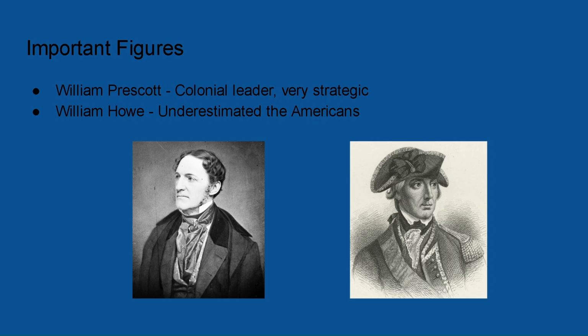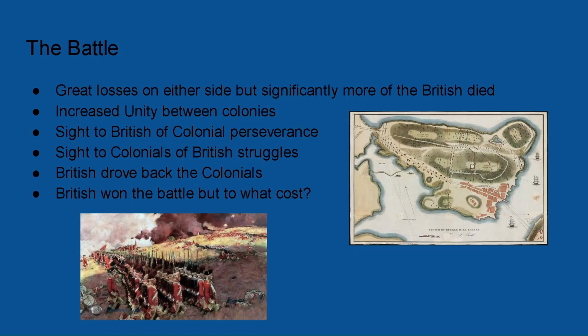Two important figures of the battle were William Prescott and William Howe. William Prescott was the colonial leader, and he was very strategic, leading the American colonists to the top of that hill and settling there for the battle. William Howe, however, did not do so well, because he underestimated the Americans. He brought too few soldiers and did not strategize well against the American defense, resulting in a not amazing outcome for the British.